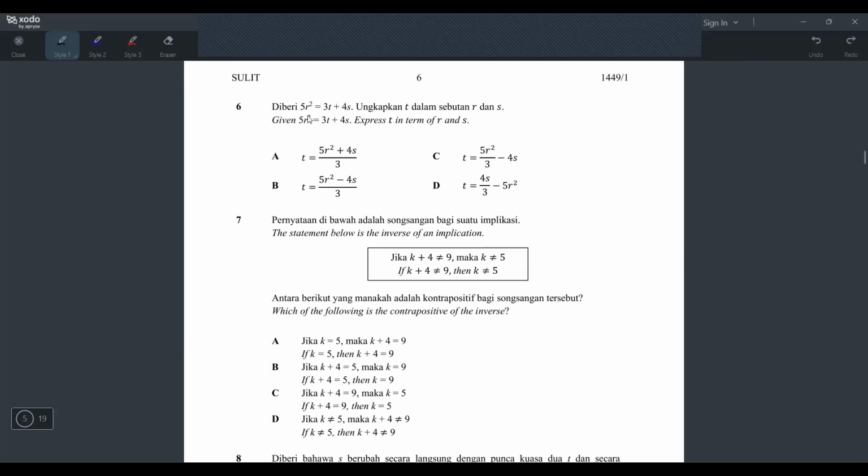Okay, number 6. Given 5r squared equals 3t plus 4s. Express t in terms of r and s. Express t means find t. That's why you look at A, B, C, D, all of them find t. Okay, how to find t? Move things over. Very easy. So how do you move this?